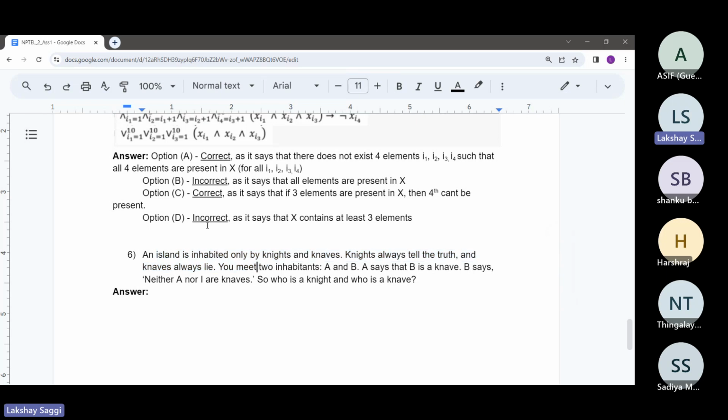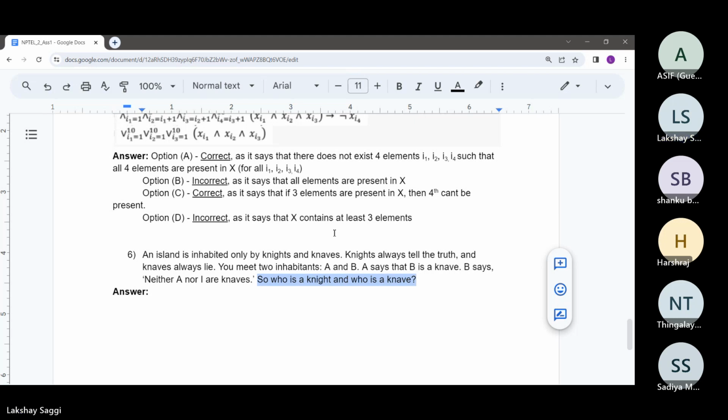Now we meet two inhabitants, A and B. A says that B is a knave. B says that neither A nor I are knaves. So from whatever these two people are saying, we have to establish who is a knight and who is a knave. We have to establish this ourselves.